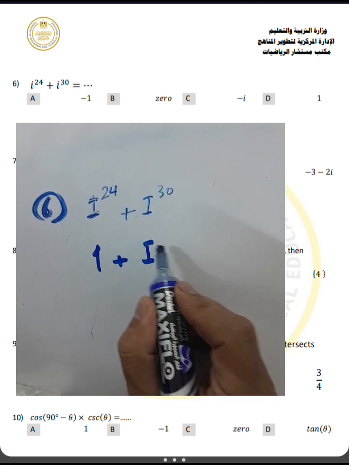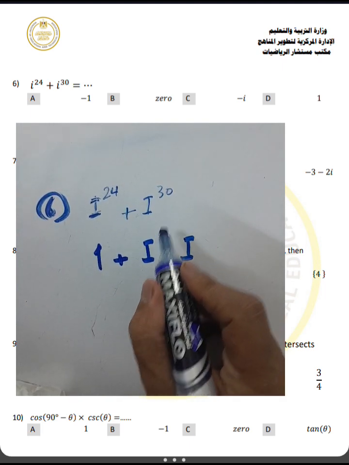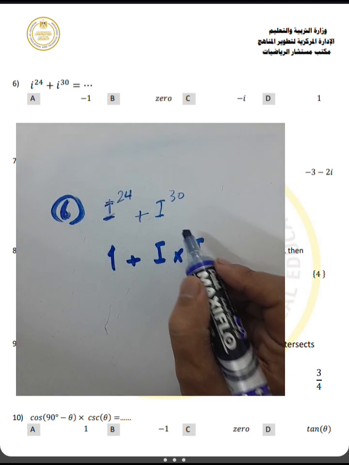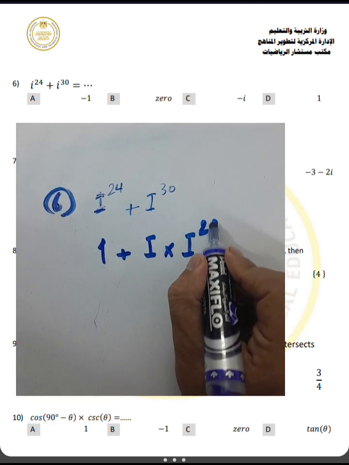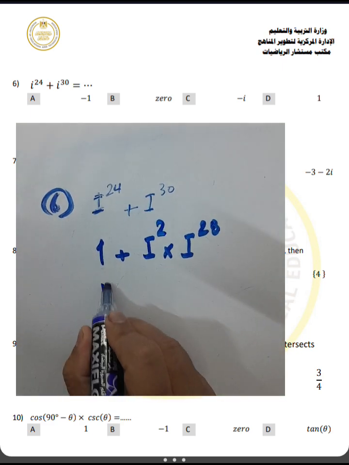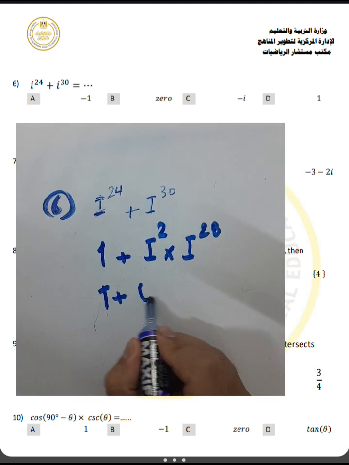And i power 30, it will be i power what? Which number can be divided by 4? Before 30, it will be 28, because 28 divided by 4 equals 7, and the remainder is 2. Then the result will be i power 2, which is negative 1.